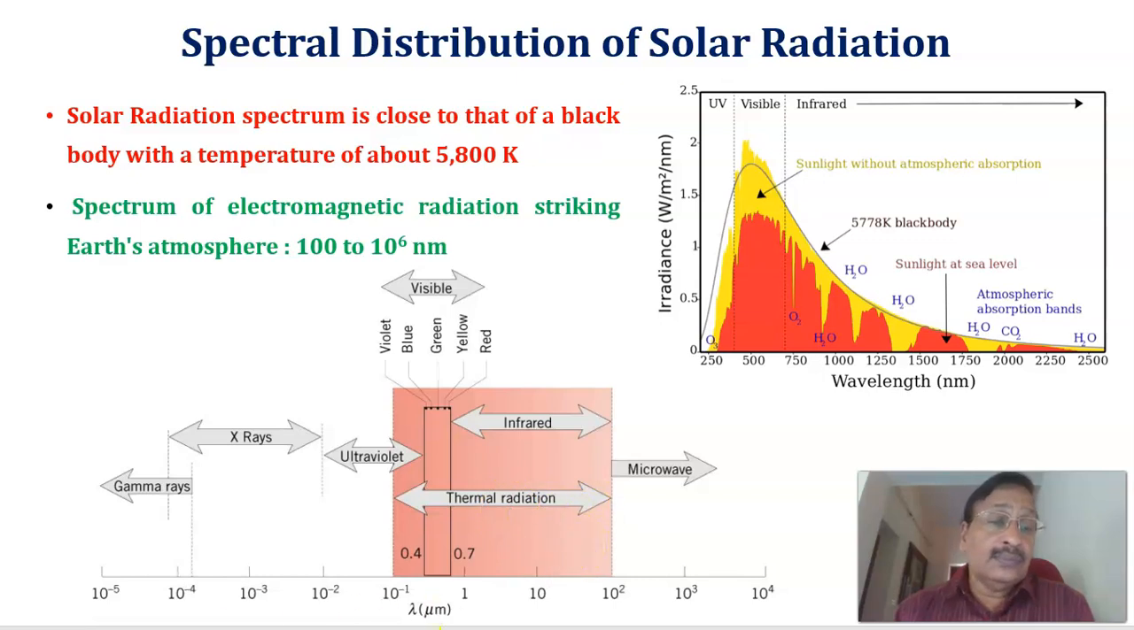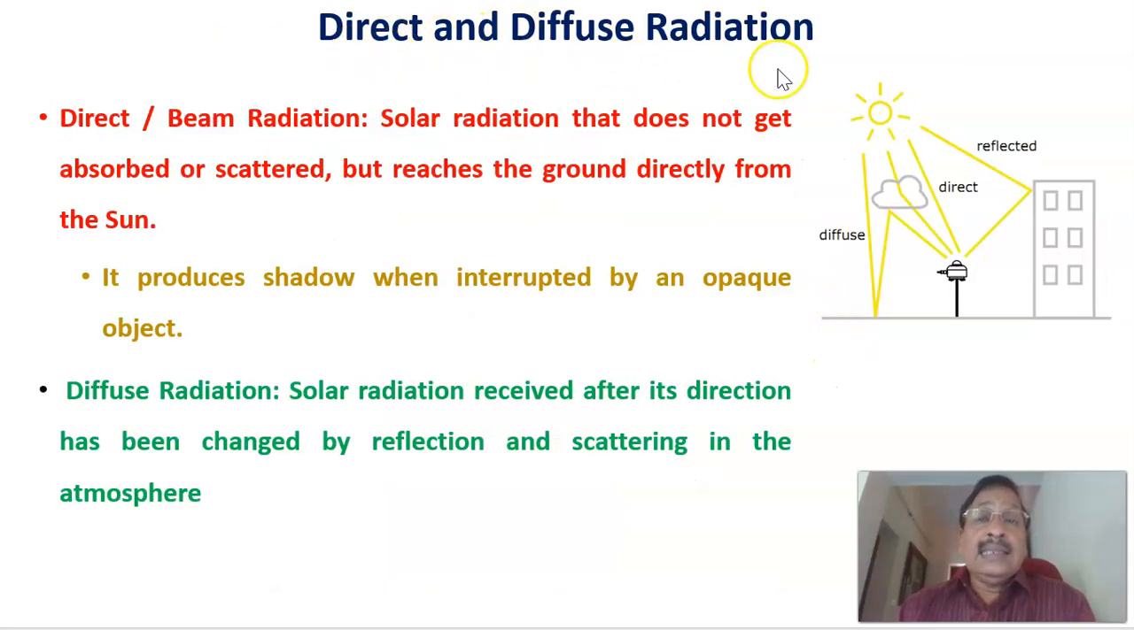The radiation coming to the Earth has two components. One we call direct radiation, the other is called diffuse radiation. Direct radiation is also called beam radiation. That is solar radiation that does not get absorbed or scattered but reaches the ground directly from the sun. It produces a shadow when interrupted by an opaque object.